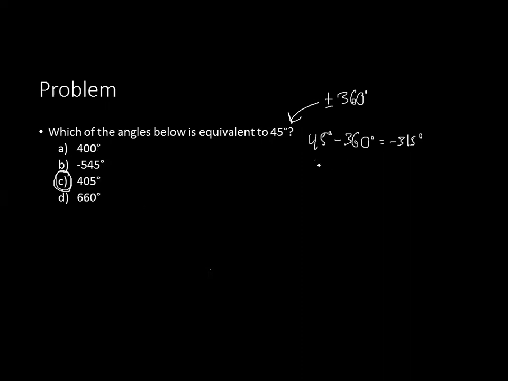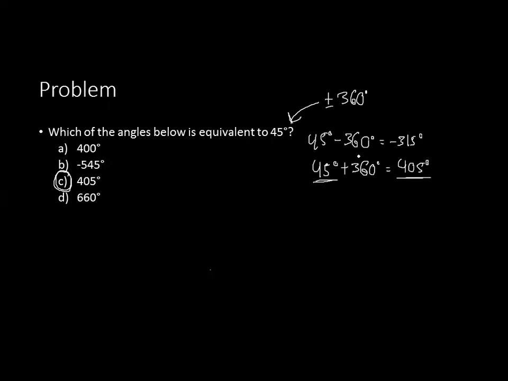Now, how about adding? 45 degrees plus 360 degrees. If you add here, you will have 405 degrees. So the answer is obviously C. It implies that 45 degrees and 405 degrees are coterminal angles, meaning they may be different due to their signs or numbers, all right?